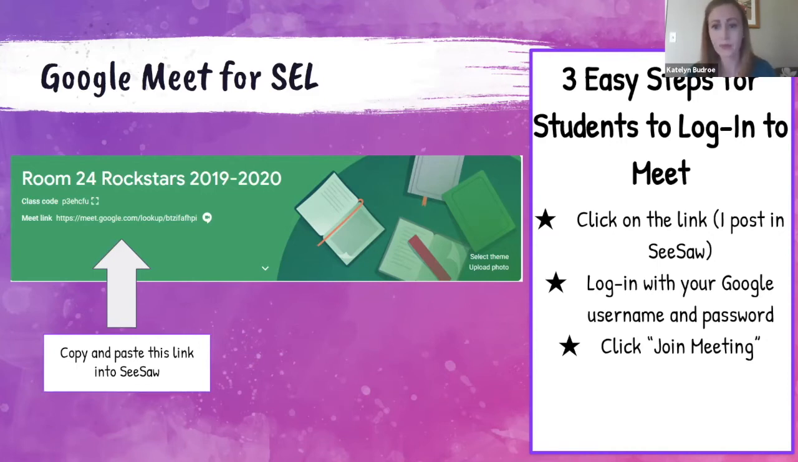So all they have to do is click that link. The toughest part is logging in with their Google username and password, but as far as I know, they only have to do that once and they will not have to do it again. And then they click join meeting and they are already in there and ready to go.